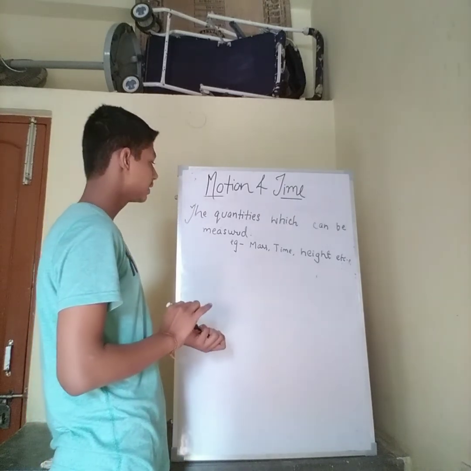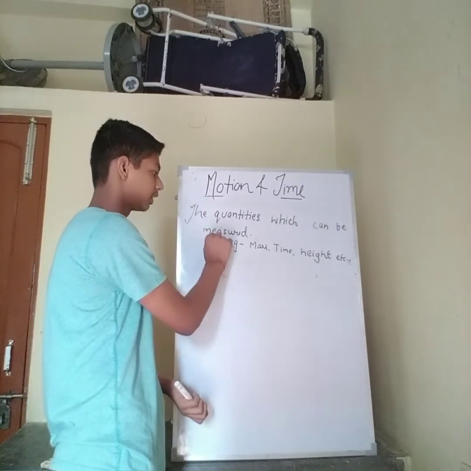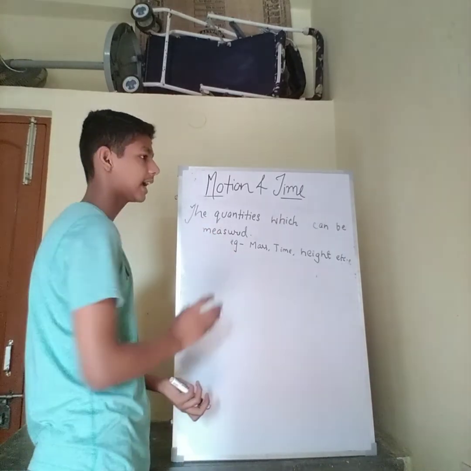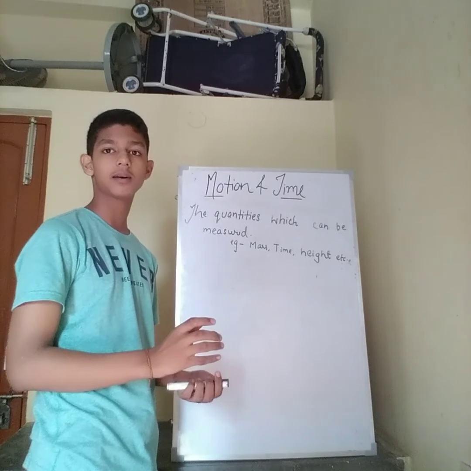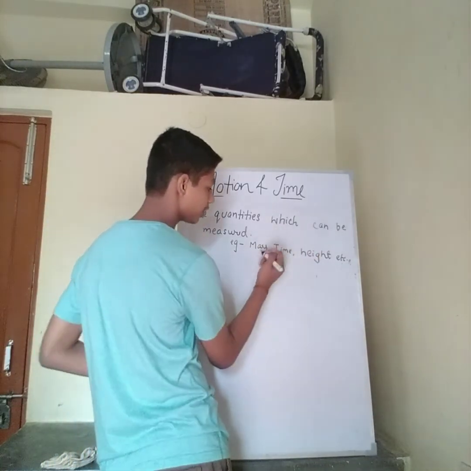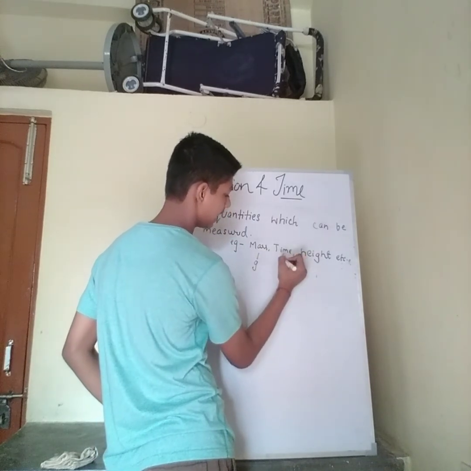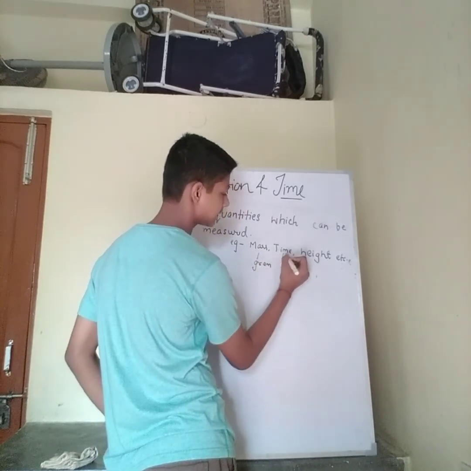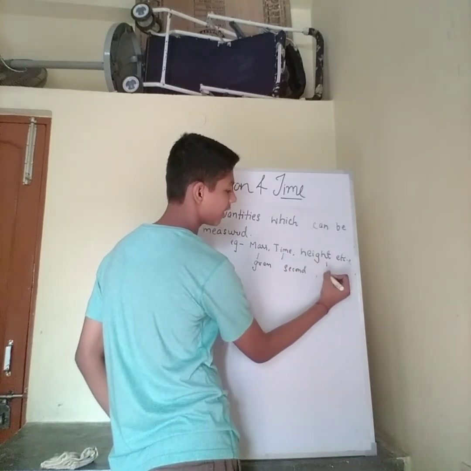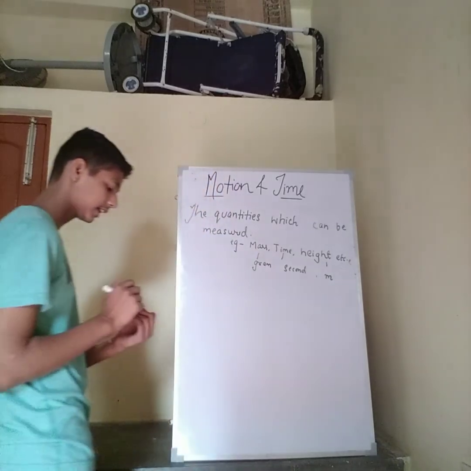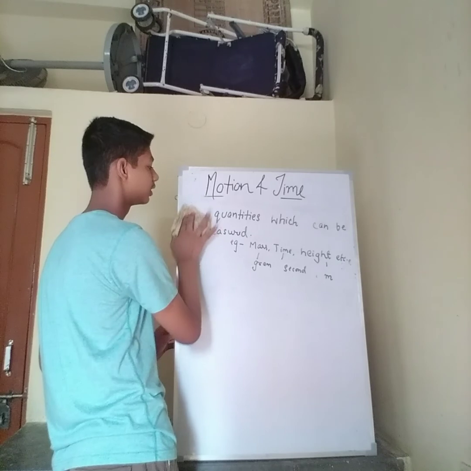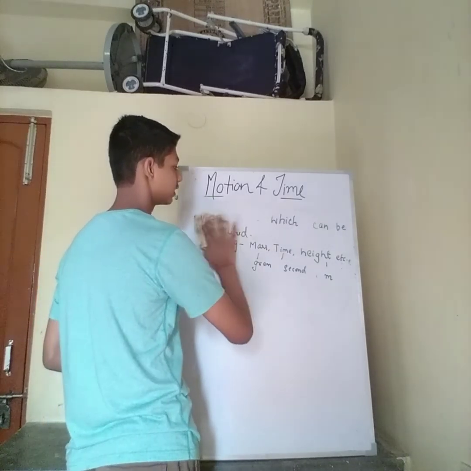It is clear from this definition, means measured means it has some unit. Okay, and unit means like kg, gram. Okay, mass, SI unit of mass is gram, and SI unit of time is second, and SI unit of height is meter. Okay, and there are two types of physical quantities.